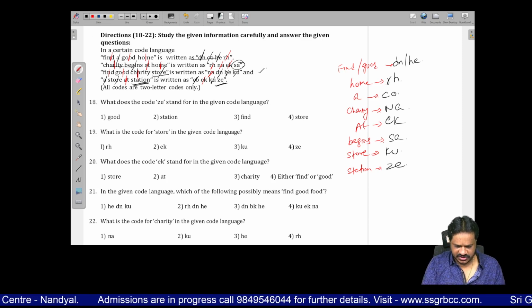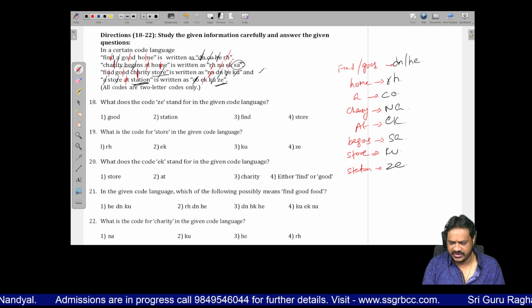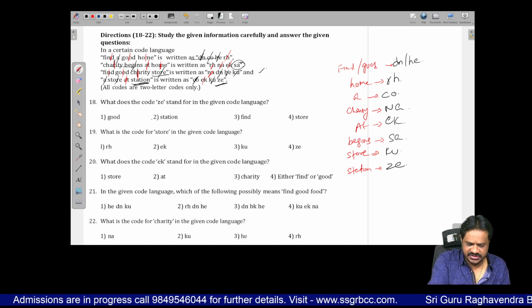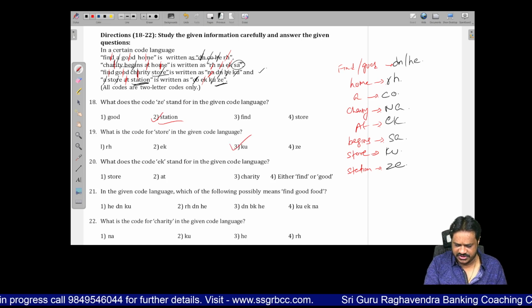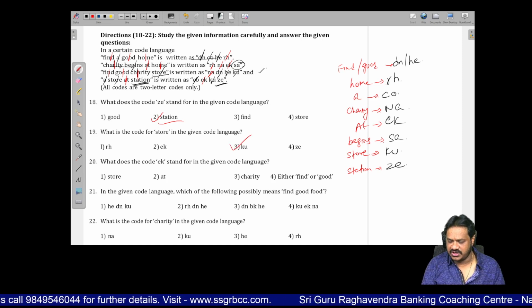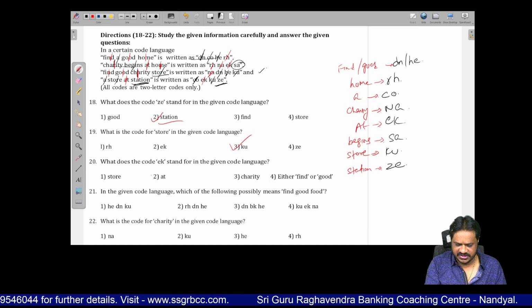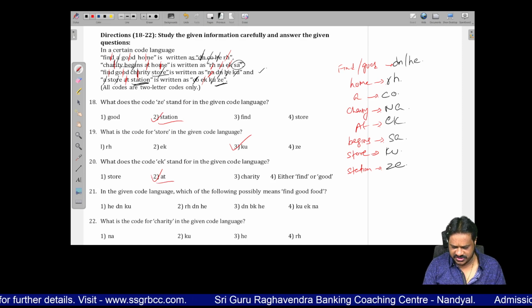Now come to the questions. What is the code for ZE? ZE means station. What is the code for store? Store means KU. What does EK stand for? EK stands for at.